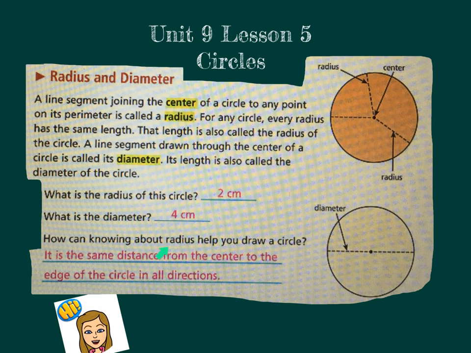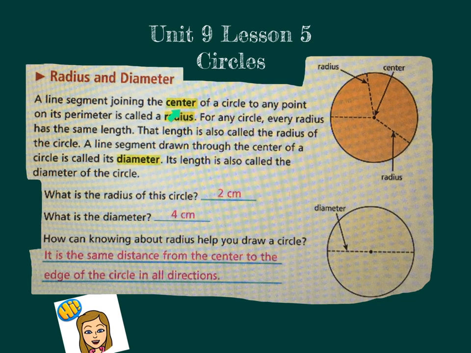How can knowing about radius help you draw a circle? Well, it could help you because it's the same distance from the center to the edge of the circle in all directions. So if you draw, let's say, 4 lines as your radius, you would be able to draw a pretty equal symmetrical circle.